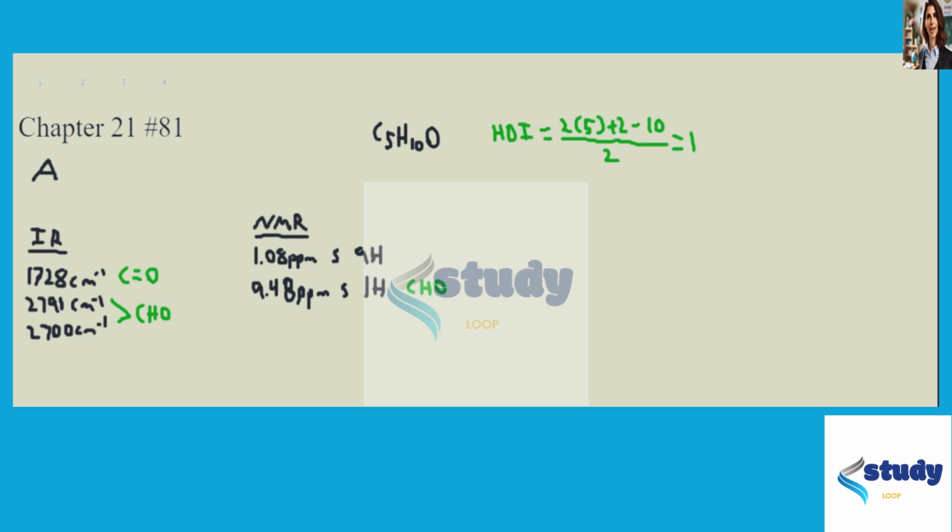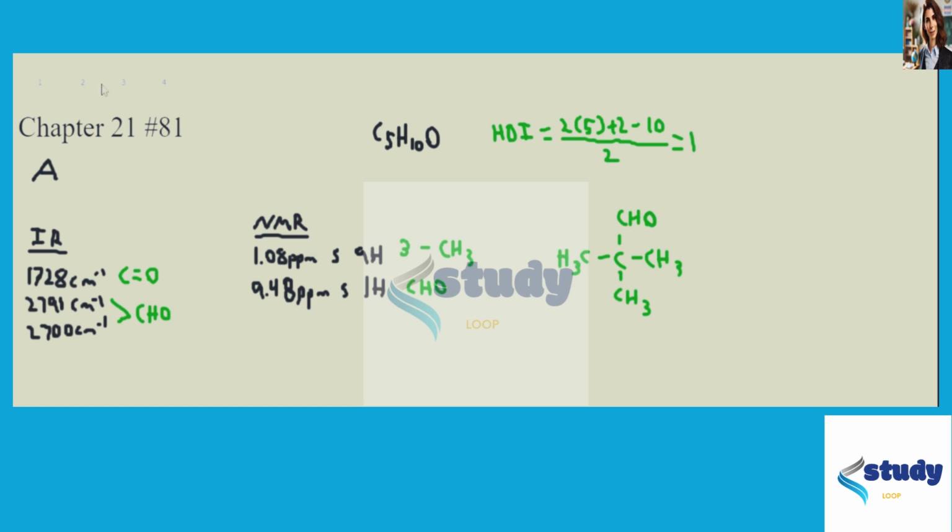Okay, and we only have one other signal, 1.08 ppm singlet with an integration of 9. So this is going to be 3 methyl groups, so 3 CH3s. And so that's 4 carbons accounted for. So I'm going to say that what we have here is a central carbon with 3 methyl groups on it, and then an aldehyde. Okay, so there's our structure for A.